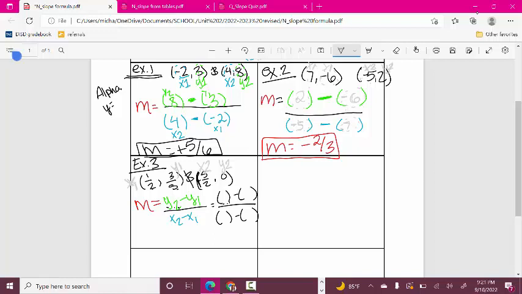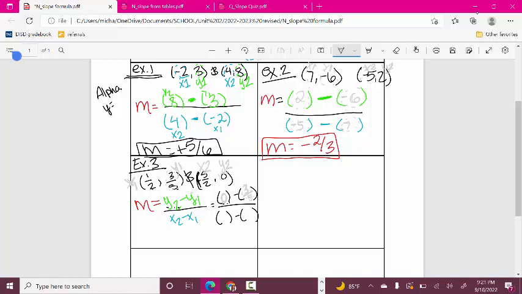Okay. This first bubble in the numerator is in place of y2 from the formula, so I'm going to take the value for y2, which is 0, and put it in that bubble. And then the second bubble in the numerator is in place of y1 from the formula. So the value for y1 we have is 3/5. So 3/5 will go in that bubble.